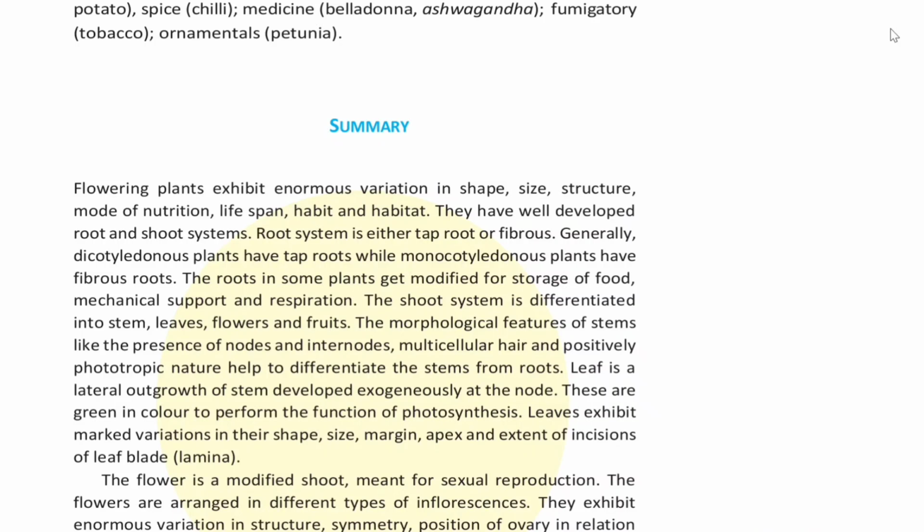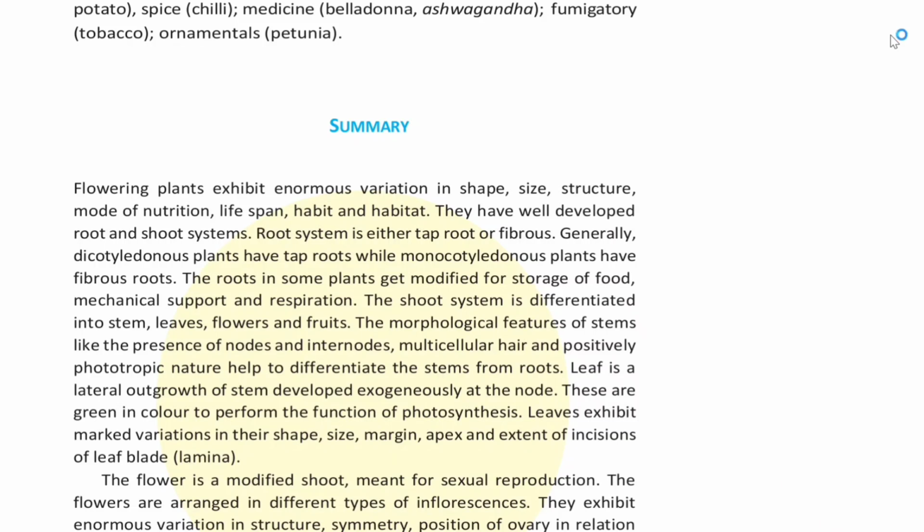Flowering plants exhibit enormous variation in shape, size, structure, mode of nutrition, lifespan, habit, and habitat. They have well-developed root and shoot systems. Root system is either taproot or fibrous. Generally, dicotyledonous plants have taproots while monocotyledonous plants have fibrous roots. The roots in some plants get modified for storage of food, mechanical support, and respiration.